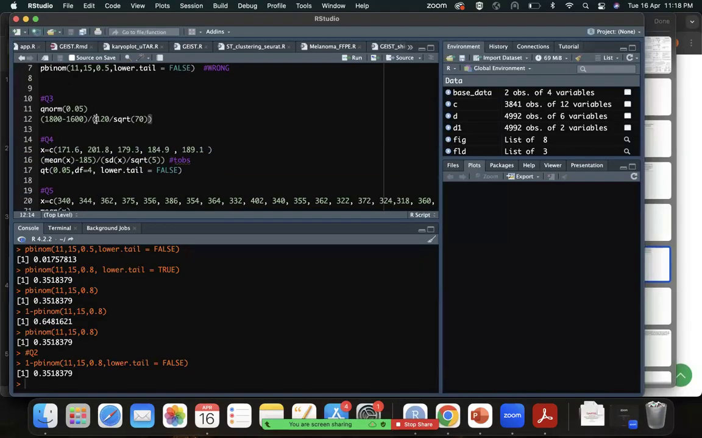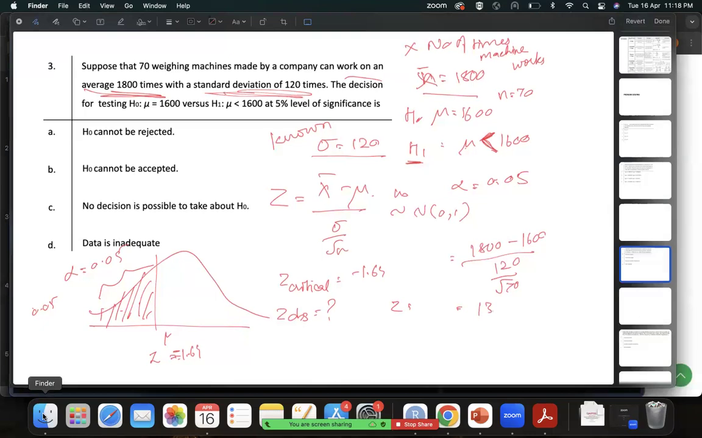If you calculate 1800 minus 1600 and run this, this value is equal to 13.9. So your Z observed value is 13.9. 13.9 is greater than Z critical, which is minus 1.64. So Z observed falls somewhere here, in your acceptance region, so you accept H naught. That is your final decision.